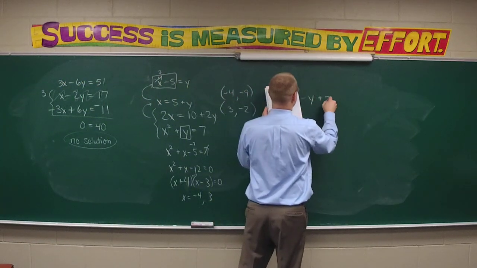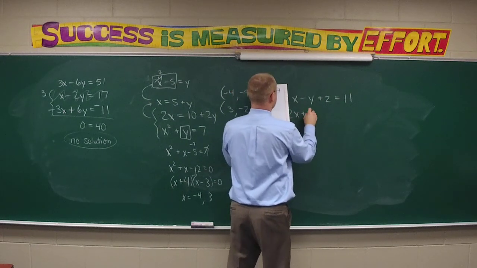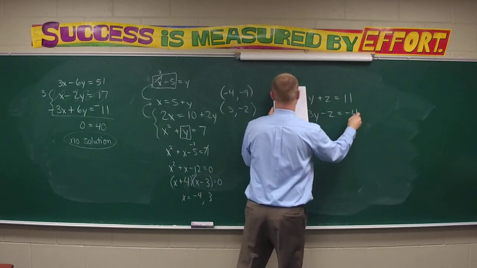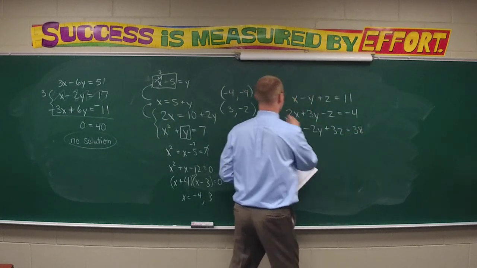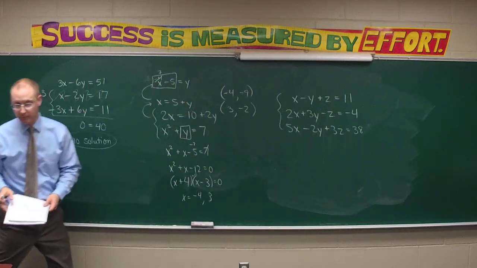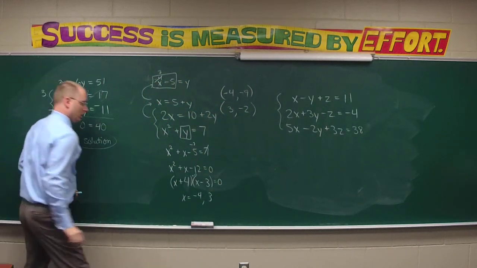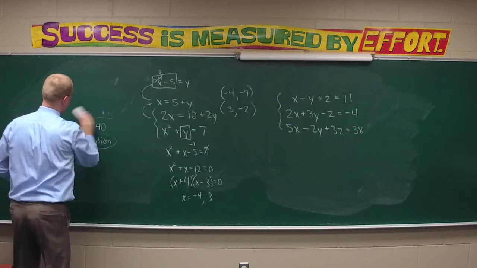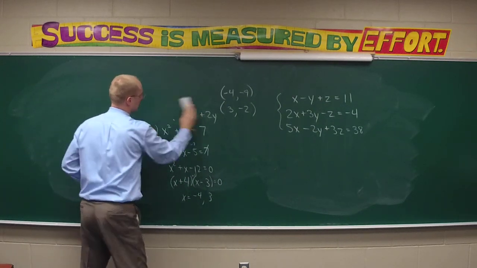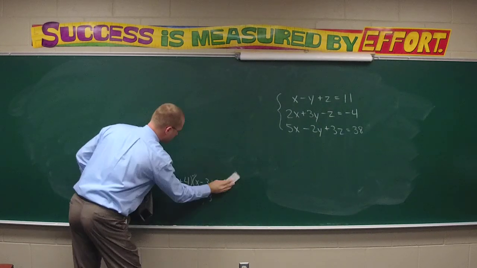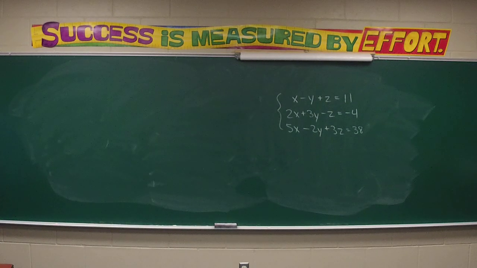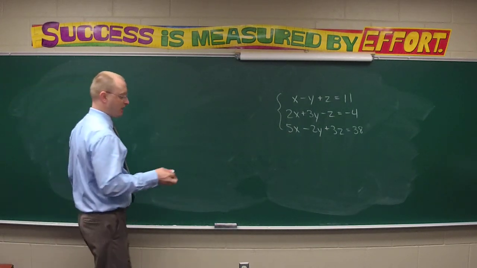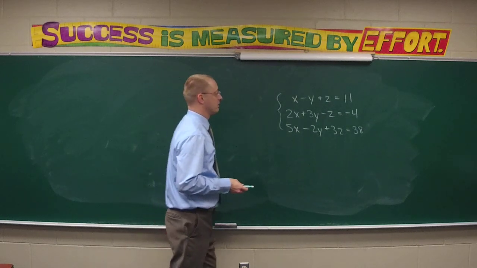X minus y plus z equals 11. And 2x plus 3y minus z equals -4. 5x minus 2y plus 3z equals 38. And let's give the opening choice to Audrey. You can get the z's by themselves.